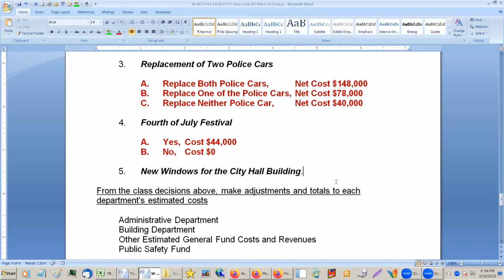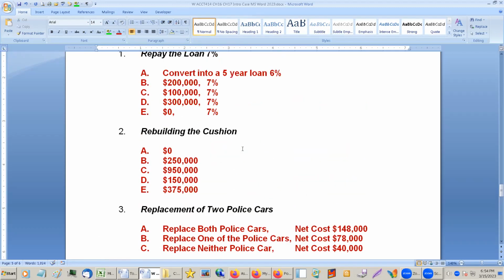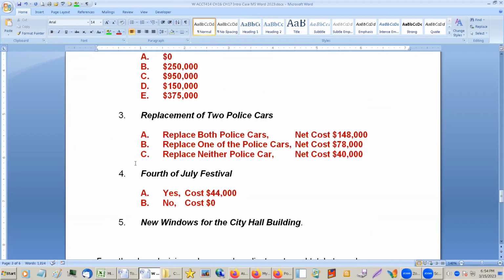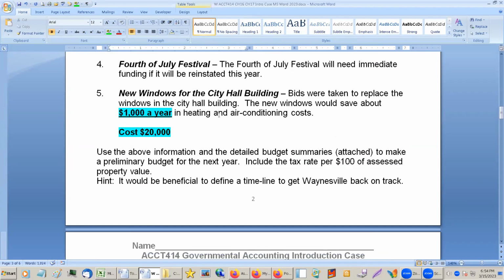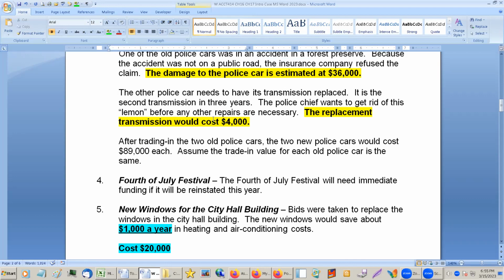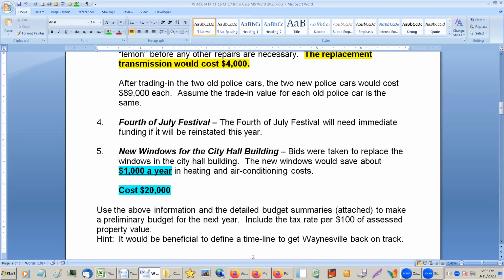New windows for the City Hall building. This one actually has a right and wrong answer. Well, I shouldn't say that. The new windows cost 20,000, and they're going to save 1,000 a year. Financially speaking, would this be a good idea? You could take that same 20,000 and pay off a loan up here. From a financial aspect, probably not, but it will pay for itself eventually.